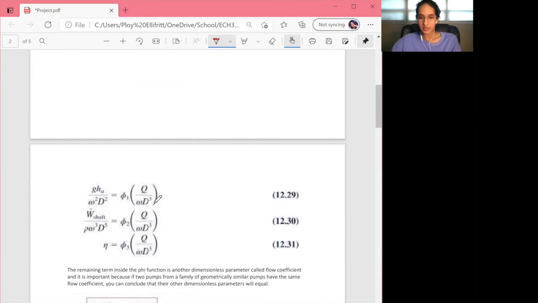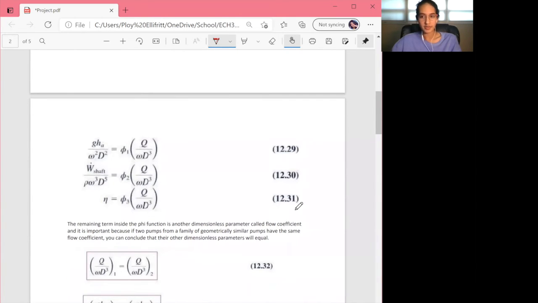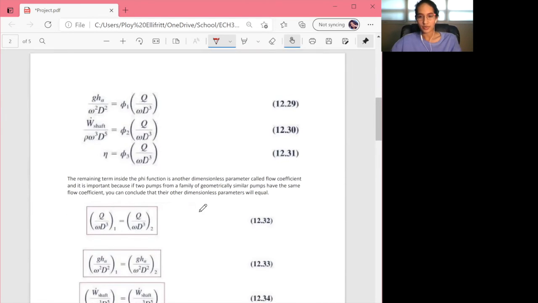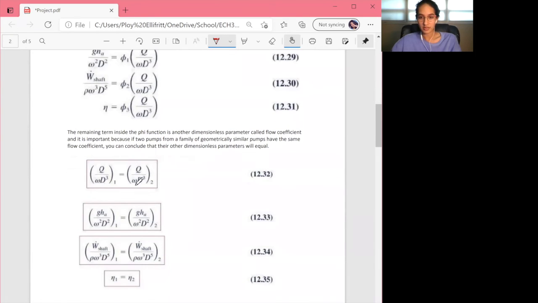And the last term inside, which I state here, is another dimensionless parameter called flow coefficient. And it's important because if two pumps of a family of geometrically similar pumps have the same flow coefficient, you can set the other dimensionless parameters equal to each other as well. So here's the flow coefficient equal to each other, and then here are the others equal to each other, these ones from above. And these are known as pump scaling laws and are used to relate geometrically similar pumps.